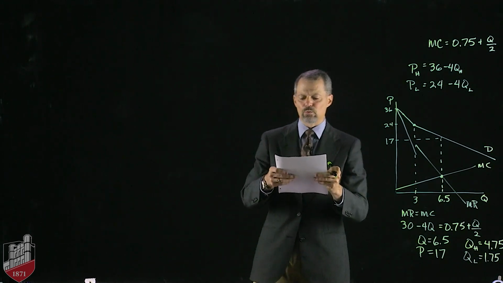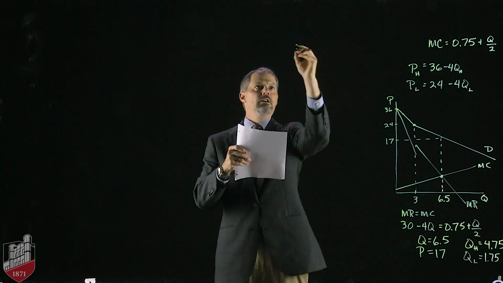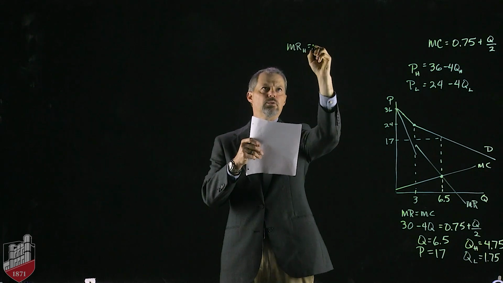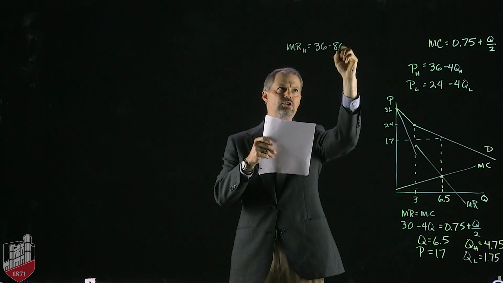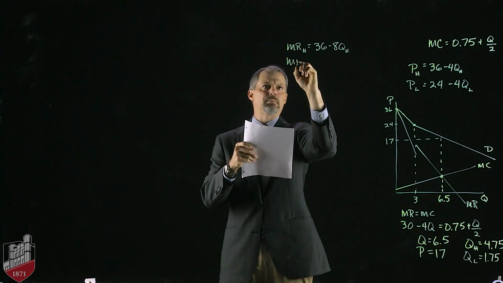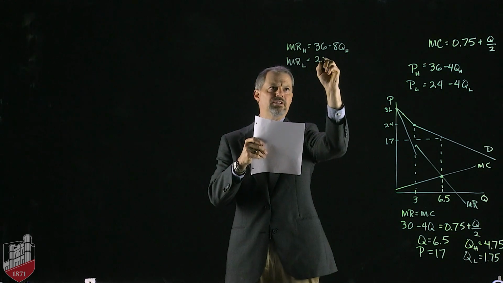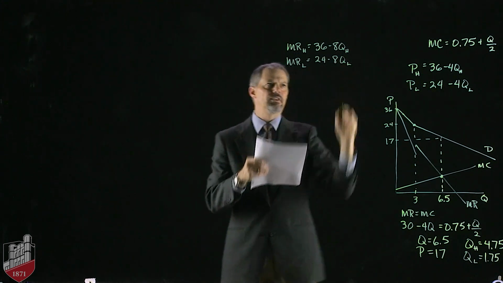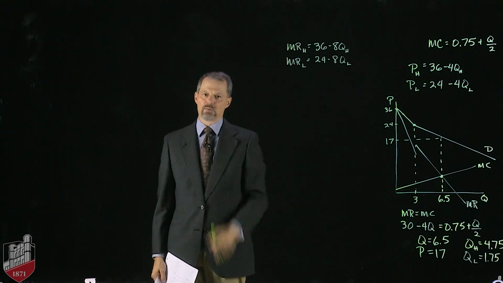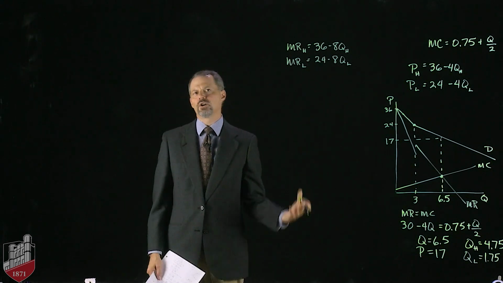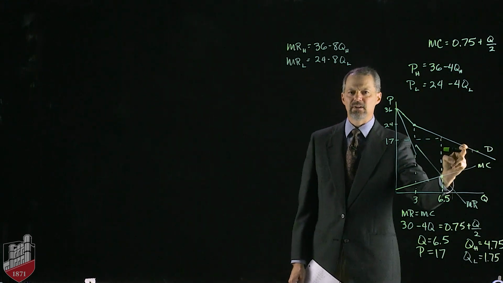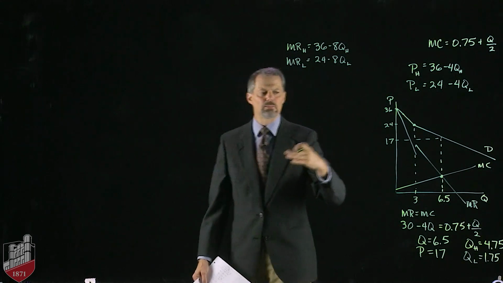Okay? And so remember that our marginal revenue curve for the high willingness to pay group looks like this: marginal revenue high equals 36 minus 8QH. And our marginal revenue for the low willingness to pay group was equal to 24 minus 8QL. There are our marginal revenue curves. We need the market marginal revenue curve, so we need to go through the same process that we did to find the market demand curve, except instead of doing it with the demand curve, we need to do it with the marginal revenue curves.